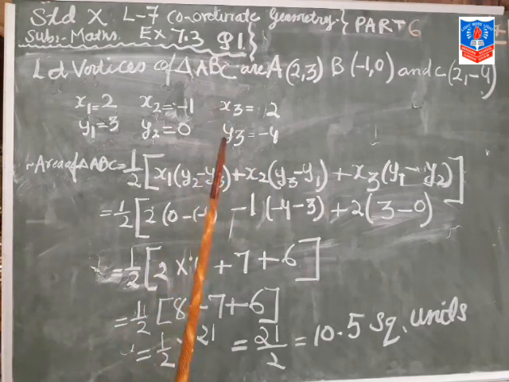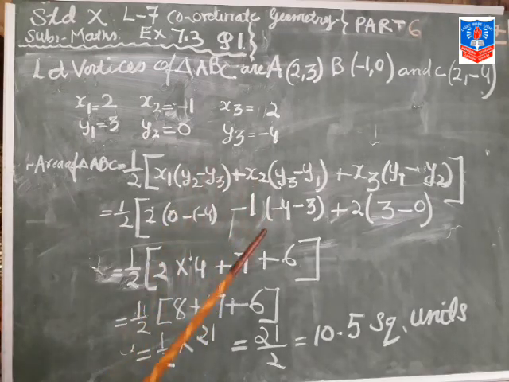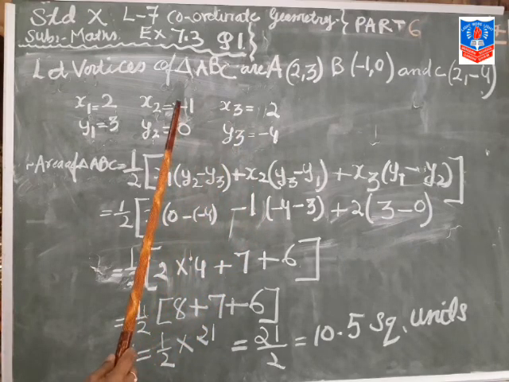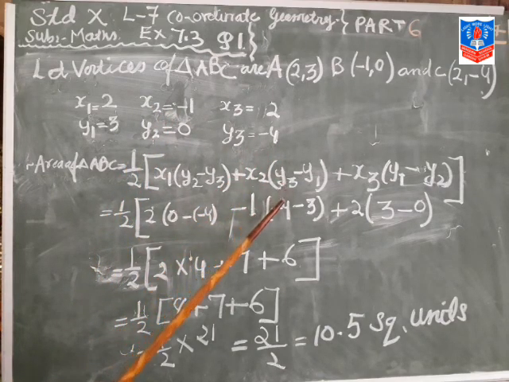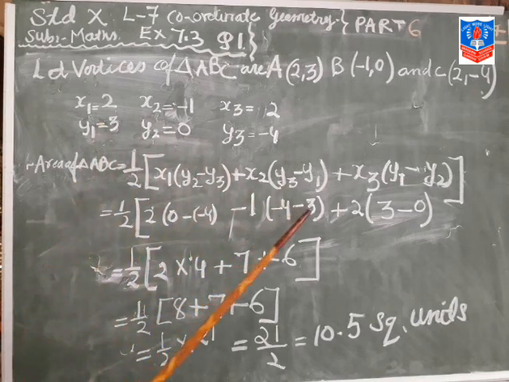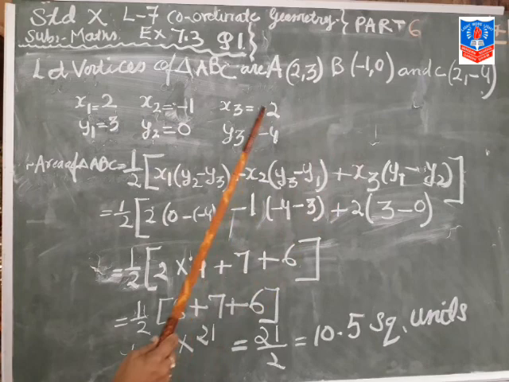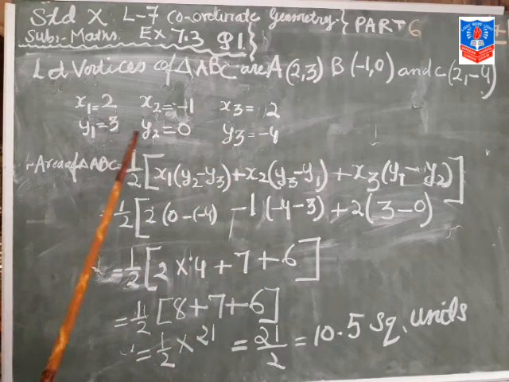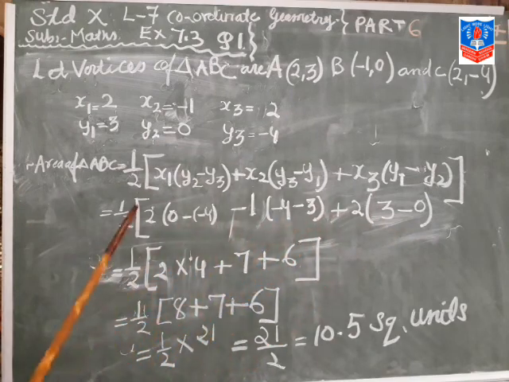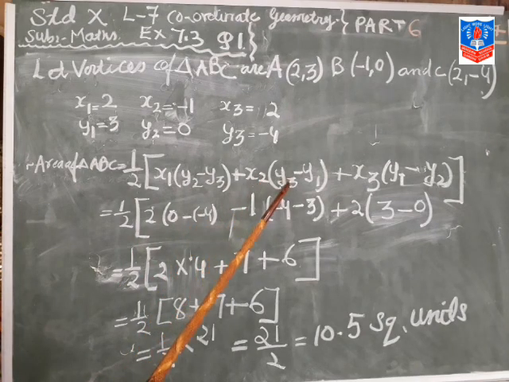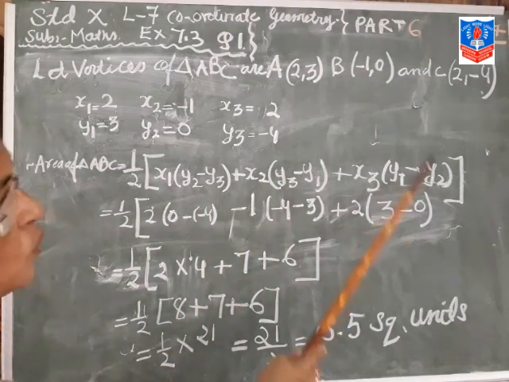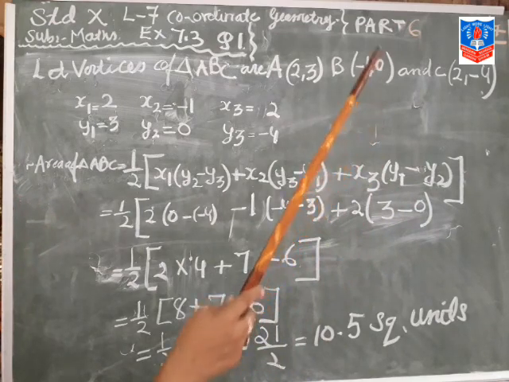Okay, x2 we are writing -1, plus, then after 2 comes 3. So y3 is -4 and y1 is 3, so -4 minus 3; then x3 = 2 times (y1 minus y2), that is 3 minus 0. Clear children? First we will write x1, x2, x3, then inside we will write y. If it is 1, 2, 3, then 2, 3, 1, then 3, 1, 2.